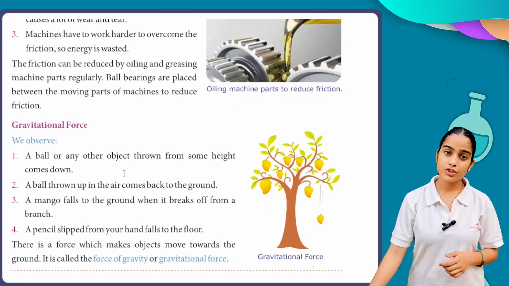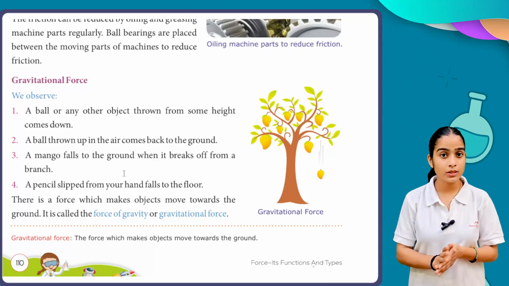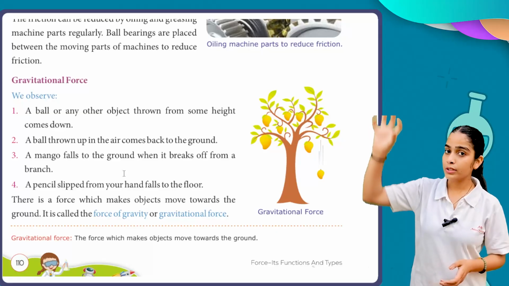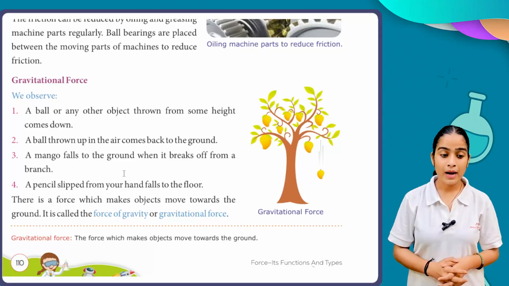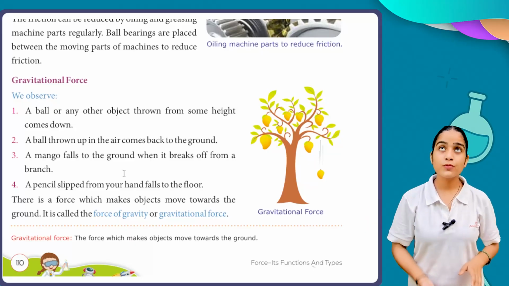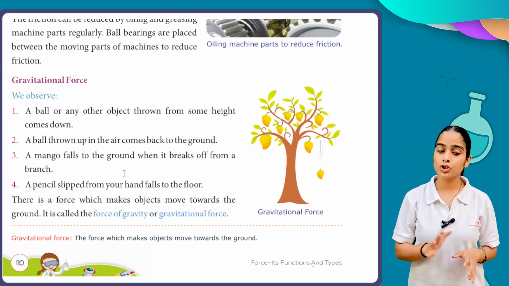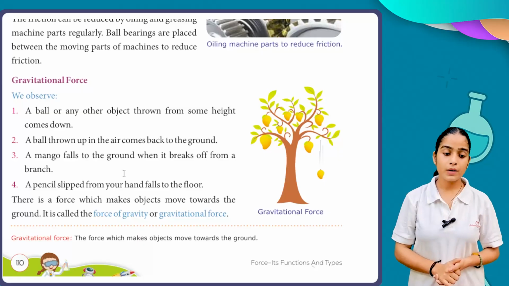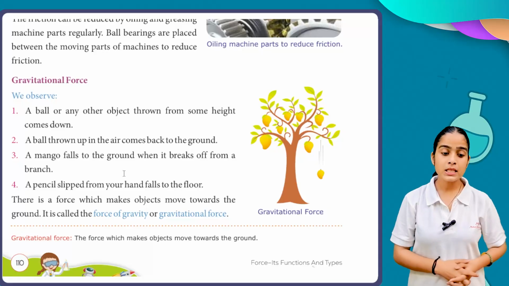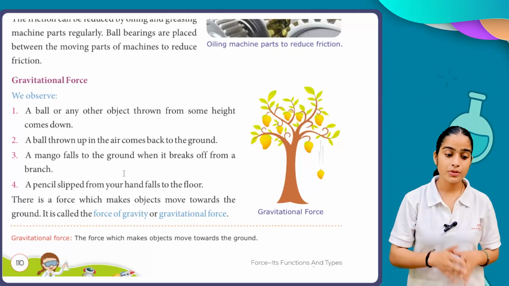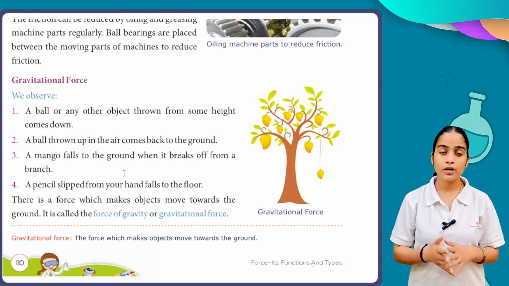Next we have gravitational force, and we already know about gravitational force, that Newton explained to us that apples fall down. Okay, so we observe that a ball or any object thrown from some height comes down. Everything which we pull up has to fall down, and that is referred to as gravitational force. A ball thrown up in the air comes back to the ground. A mango falls to the ground when it breaks off from a branch. A pencil slipped from your hand falls to the floor. There is a force which makes objects move towards the ground. It is called the force of gravity or gravitational force.